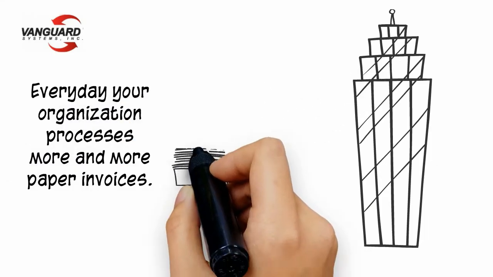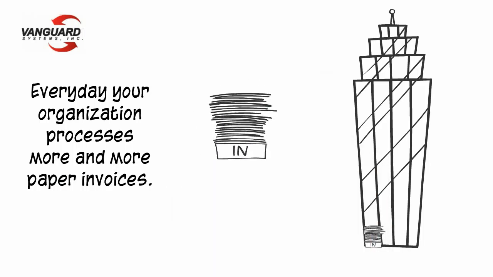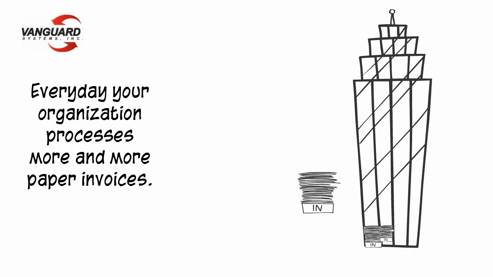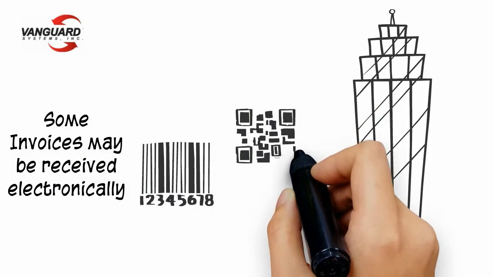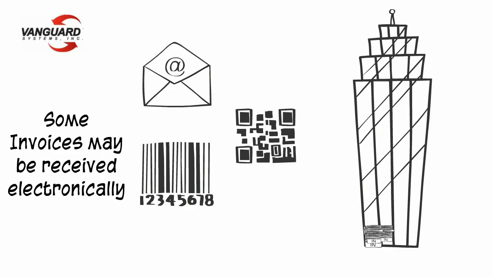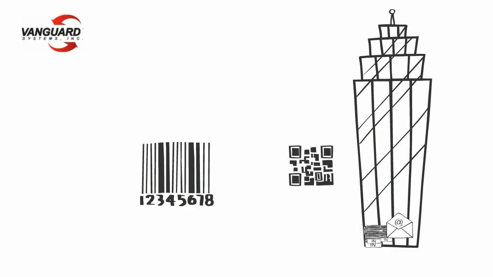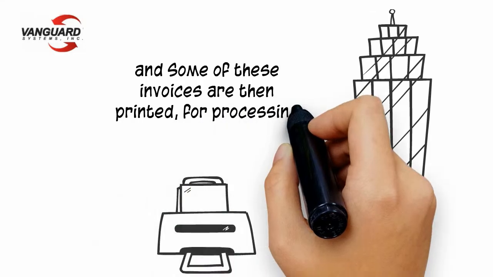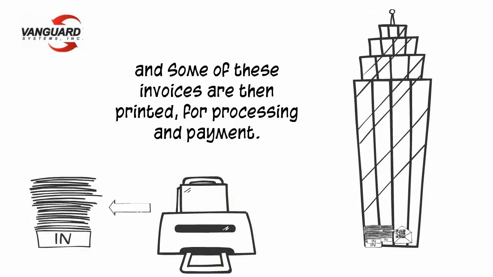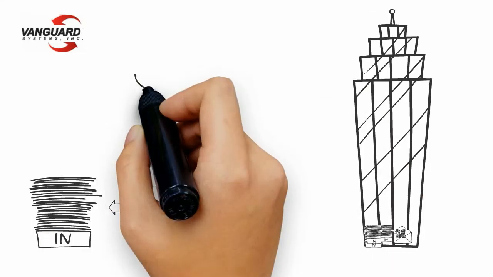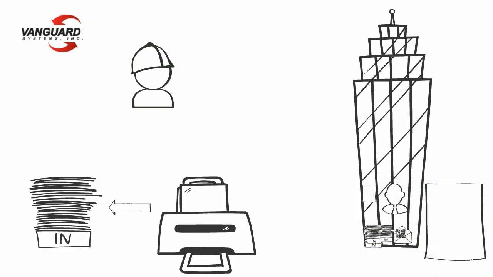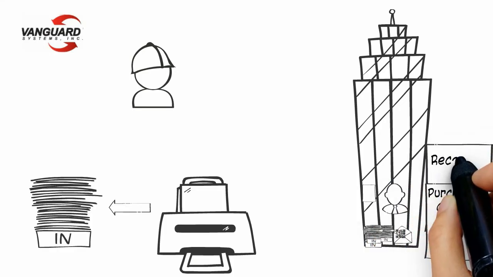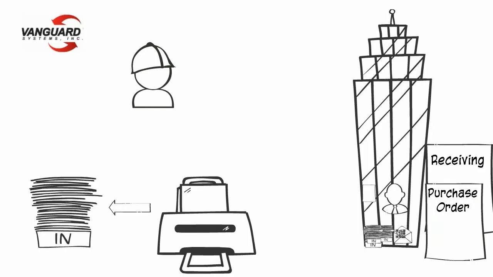Every day, your organization receives paper invoices from your suppliers. Some invoices may be received electronically. And some of these invoices are then printed for processing and payment. An invoice may require approval by an employee at the job site. The invoice is then sent from the job site to a supervisor in the home office, who matches the invoice to the purchase order and receiving documents.